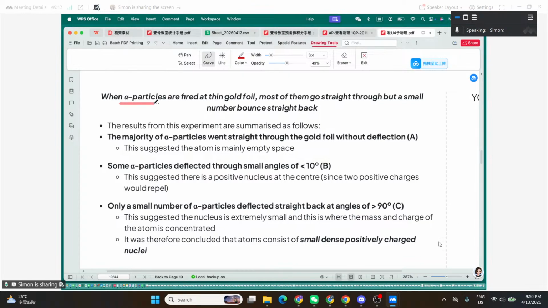So when alpha particles are fired at thin gold foil, most of them go straight through, but a small number bounce back.